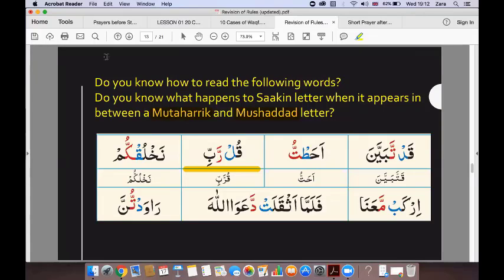And what do you do when you see a Mushaddad letter? You join the letters. But what's specific about a Mushaddad letter? How should you read it? You read it stronger and you put it together. Yeah, excellent, well done, N473.